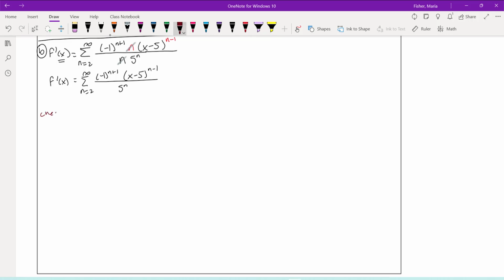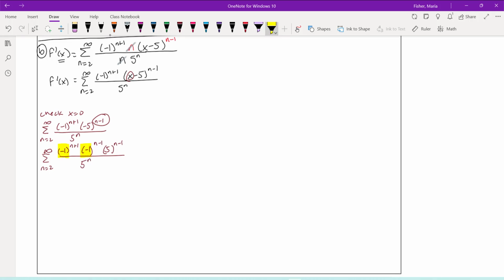So if I check x equals 0, I'm plugging in a 0 in place of my x here. That means that I'm looking at the sum from n equals 2 to infinity of (-1)^(n+1). If I plug in a 0, that becomes (-5)^(n-1) all over 5 to the n. If I clean that up, I know that (-5)^(n-1) is just (-1)^(n-1) times 5^(n-1). So we'll say (-1)^(n+1), and then (-1)^(n-1), and then 5^(n-1), and this is all over 5 to the n.